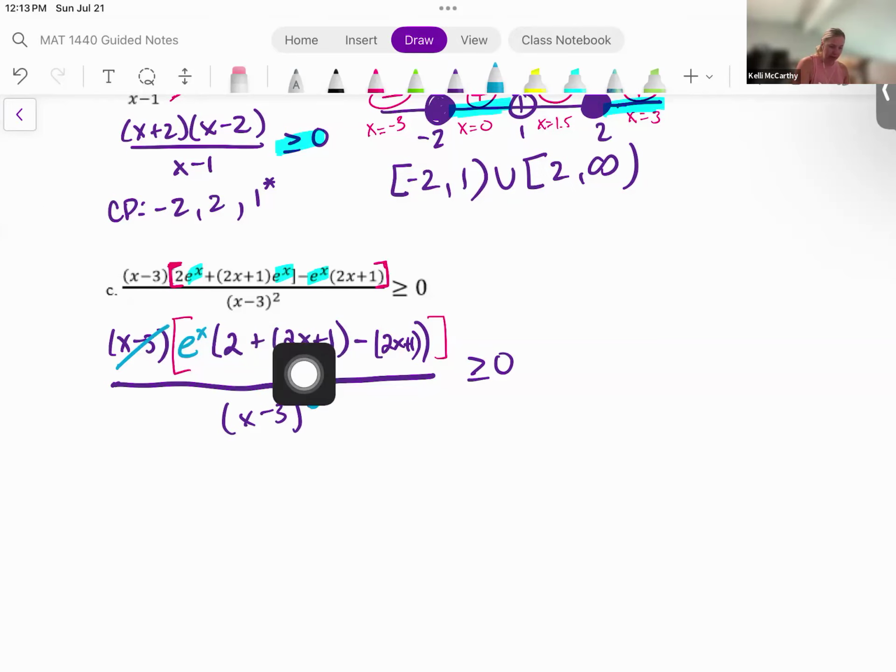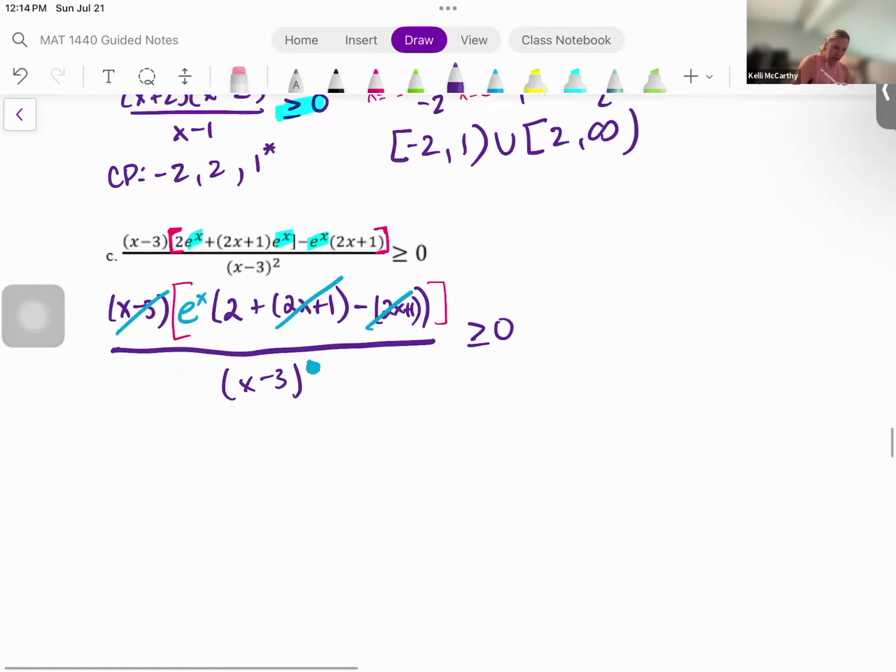Looking inside those brackets, and then further inside the parentheses, we've got a positive 2x plus 1 and a negative 2x plus 1, so those are going to sum to 0. So let's see what we have left. We have 2 times e to the x in the numerator and x minus 3 in the denominator. So that very complicated expression is now simplified down to something that looks way more manageable.